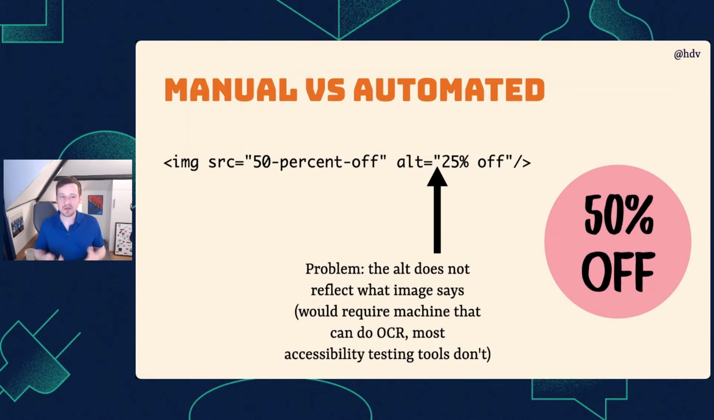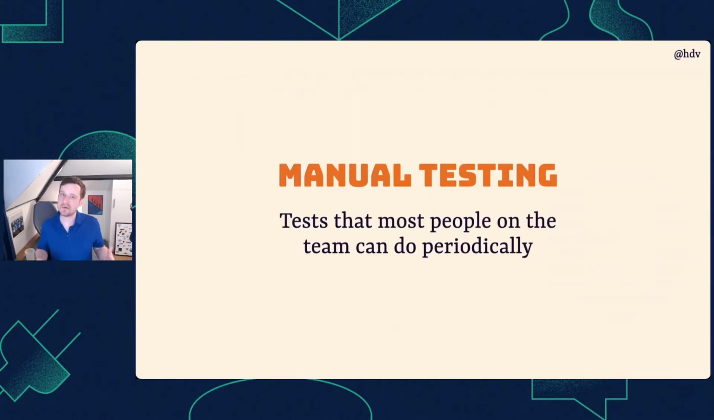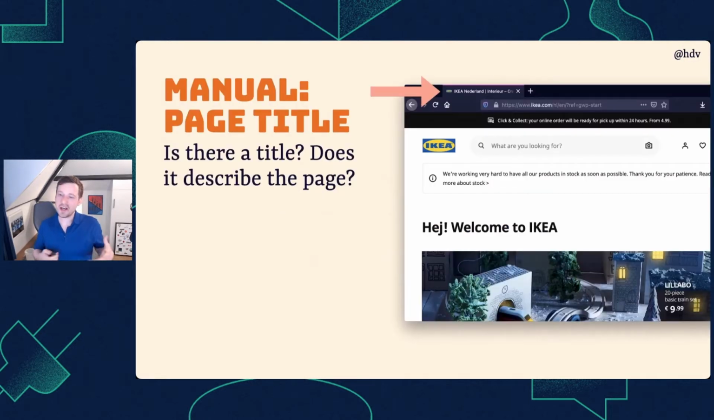Not because we can't automate this. I mean, OCR has existed for a long time, so it would be possible in theory, but most accessibility testing services don't do any OCR, right? So this is usually something that you will be checking manually. Now let's look at a bunch of different ways of doing manual testing, and then look at some ways to do it automatically. I'll go through these kind of quickly, and I'll be sharing the slides later, so you can refer to them later on as well.